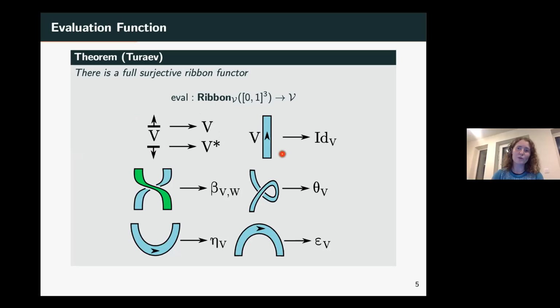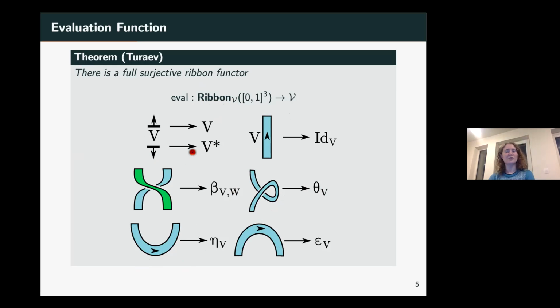Okay, so on ribbon we have a braiding, and the braiding is depicted by just crossing the strands. So this one goes from VW to WV, and this gets sent to the braiding in our ribbon category. And this element here gets sent to the twist. This is why it's called a twist, because you're just twisting the ribbon. I think it's also called balancing. And as I said, we know what to do with duals. And we have the unit and counit. And these are just the cup and the cap in the ribbon functor, and they match up nicely.